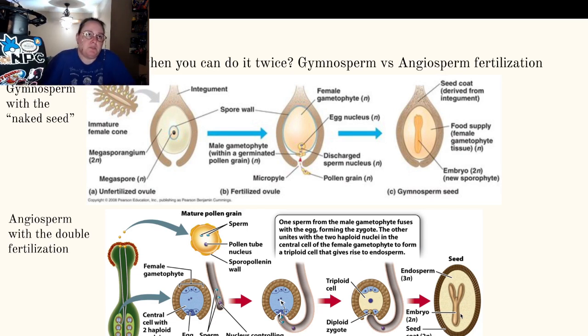Because in gymnosperms, the female gametophyte becomes the embryo's food. And in the angiosperms, they make their own food. Weird, but fun.